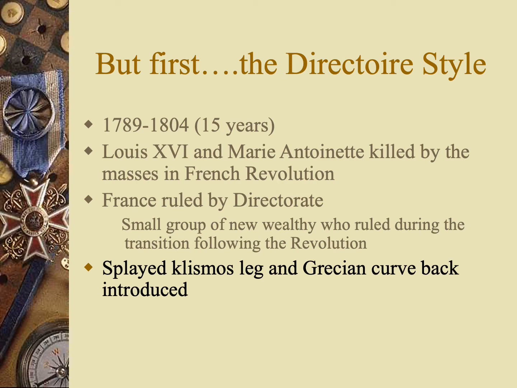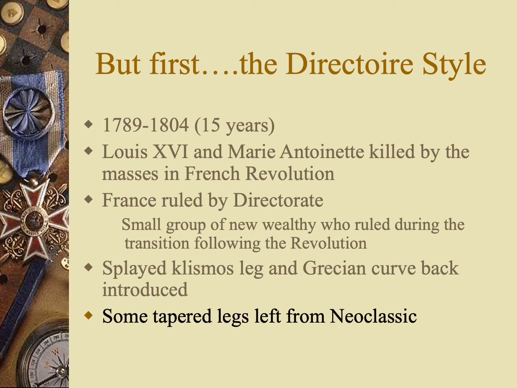And then some of the elements that we see involved with this specific design style are the splayed Clismos leg and Grecian curved back being introduced into the French style. So it's a much more simplified style than what we have looked at before, but it brings back a lot of those Greek elements that we have studied several times. We also still see some tapered legs left from the neoclassical style, so there definitely is an overlap in between the time that France is transitioning from the neoclassical to the Empire style.